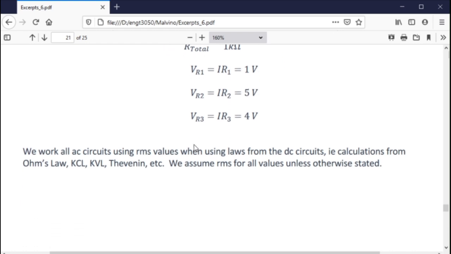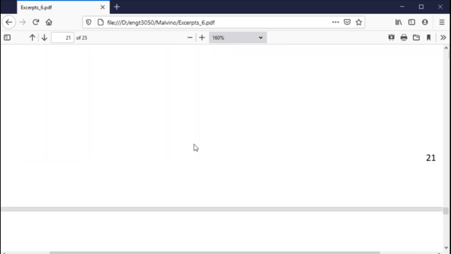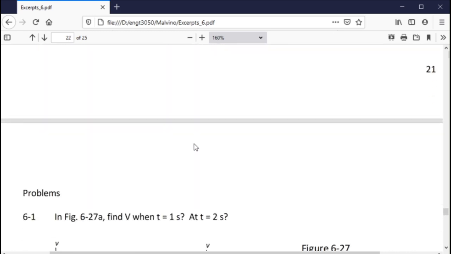So again, use your RMS value as you would use the DC value and calculate your answers. And we'll pick back up in the next section, and we will talk about the problems at the end of this chapter. Take care.